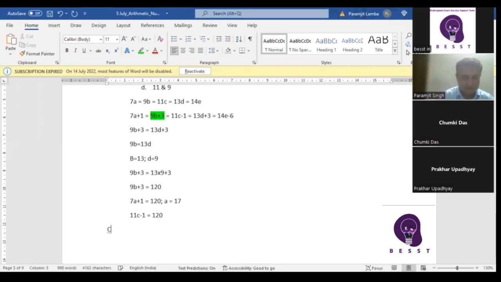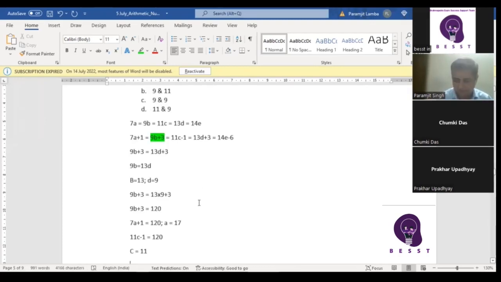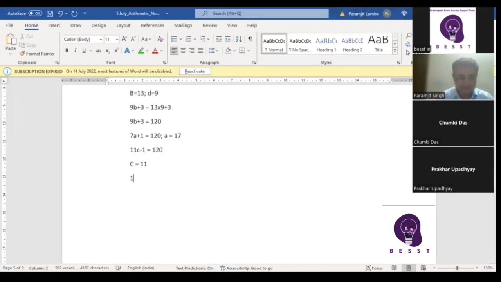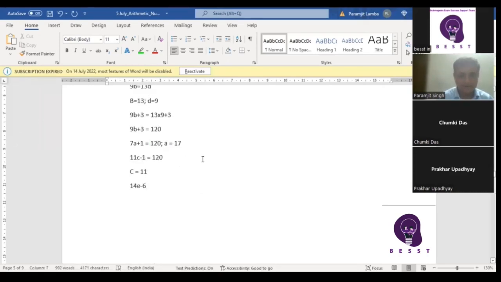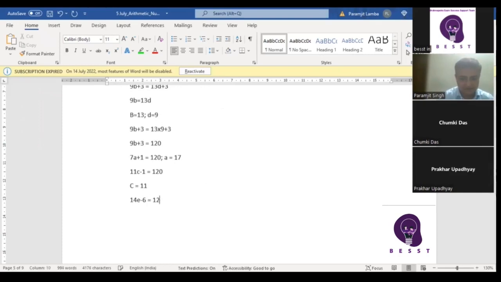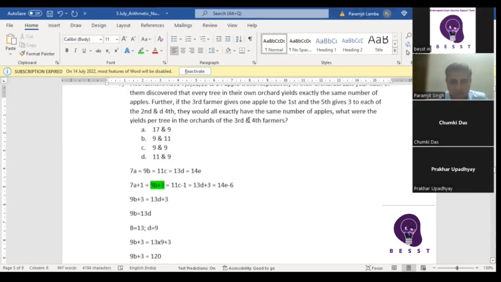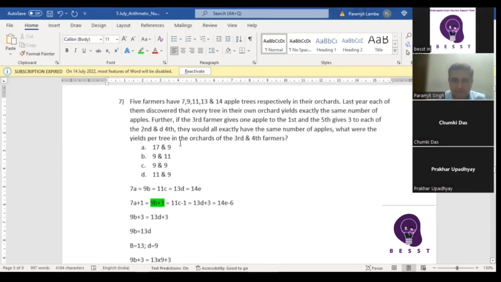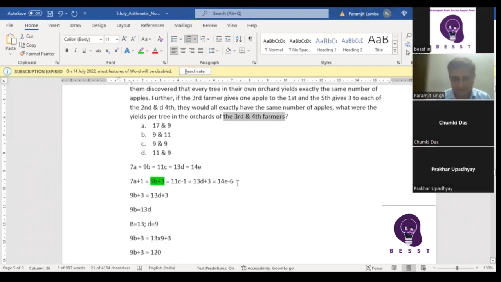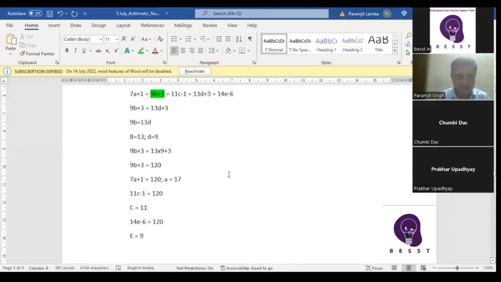Sir 11. Correct. Now we have to also calculate what's next? E. 14E minus 6 is given over here. 14E minus 6 is equal to 120. So value of E is equal to 9. Correct. So now we have to know what were the yields per tree in the orchards of third and fourth farmer. Third and fourth farmer is C and D. So C is 11 and D is how much?